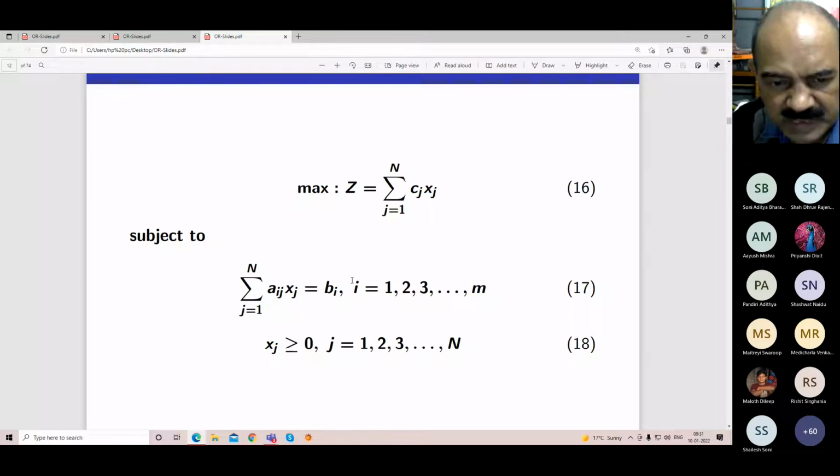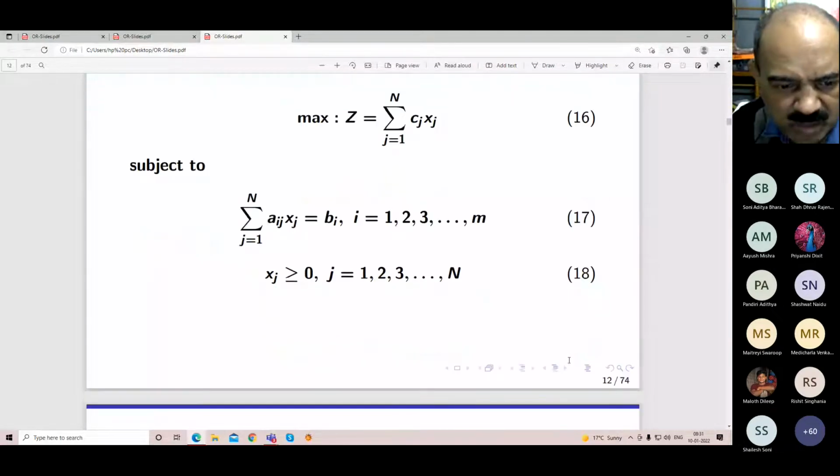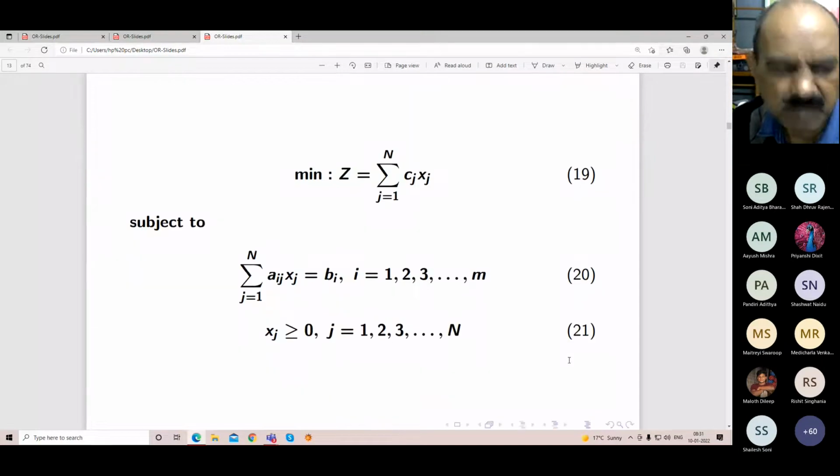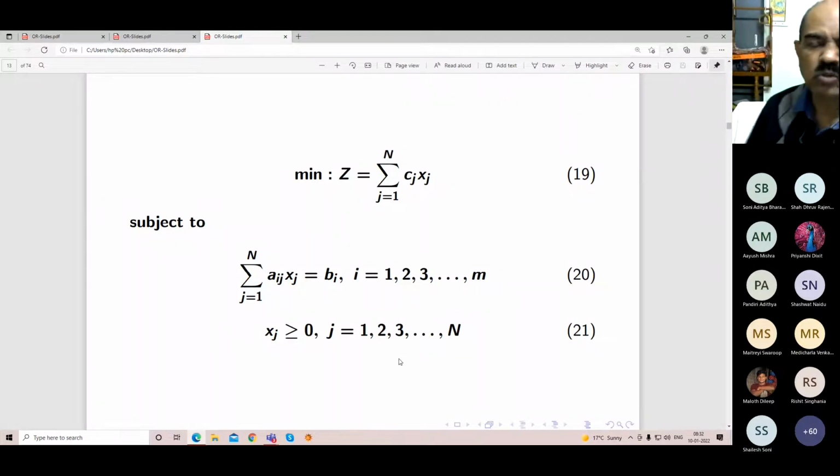Earlier it was less than equal type. How many are greater than equal type? How many are equal type? Nothing is mentioned. So after introducing slack, surplus, artificial variables, these problems may be formed in this form. This is one form, or maybe a minimization form. So minimize Z, that is summation over j varies from 1 to n, Cjxj, subject to summation over j varies from 1 to n, Aijxj equal to Bi, and this. These are the two forms.